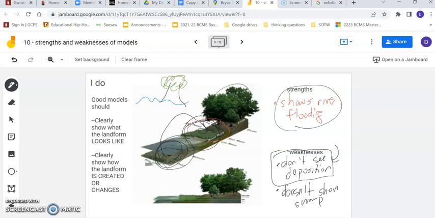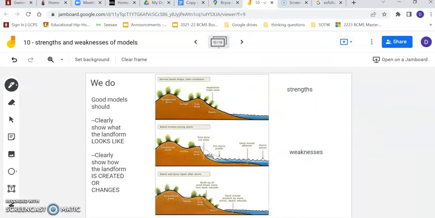All right, let's do one together. If you'll open your science notebook, here's the example I want to do. We'll put this in your notebook. You do it. This is a diagram model of a beach formation. Why don't you go ahead and pause the video here and take a look and kind of get a handle on what you've got. Then we'll talk about some strengths and weaknesses.